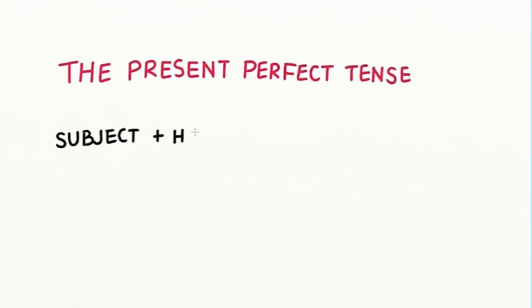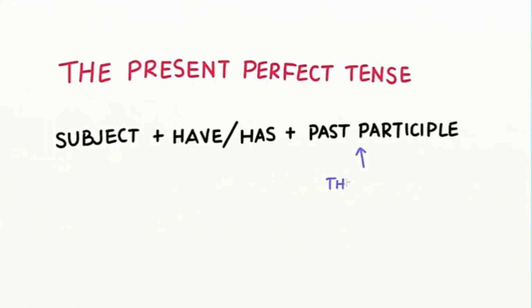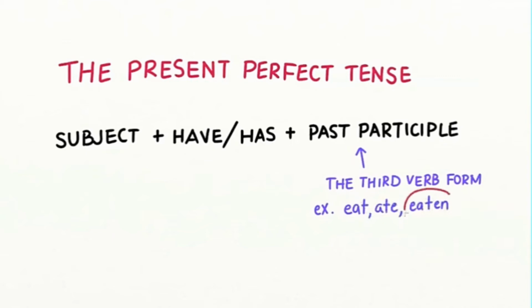Thank you. Now let's talk about the present perfect tense. Here the formation is subject plus have or has plus past participle. That means the third form of the verb. For example, eat, ate, eaten. So that is eaten for the verb.